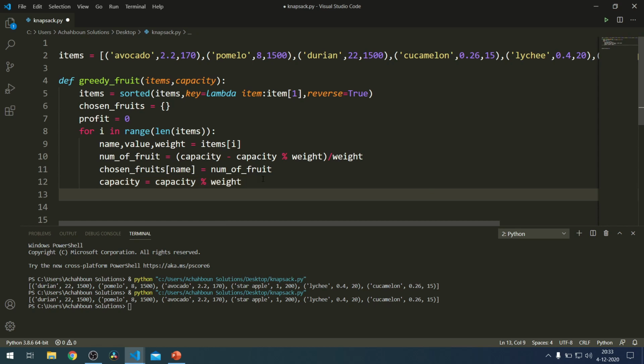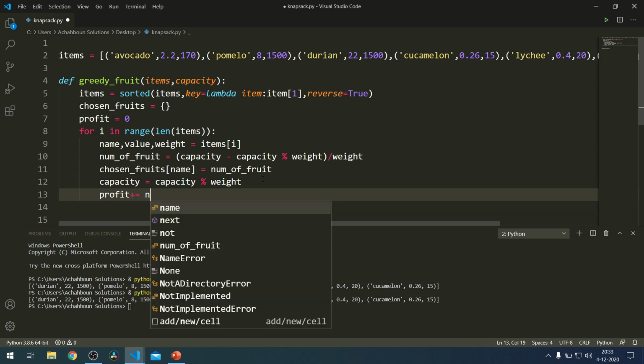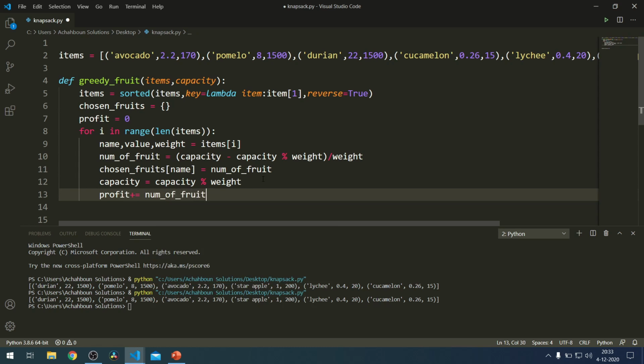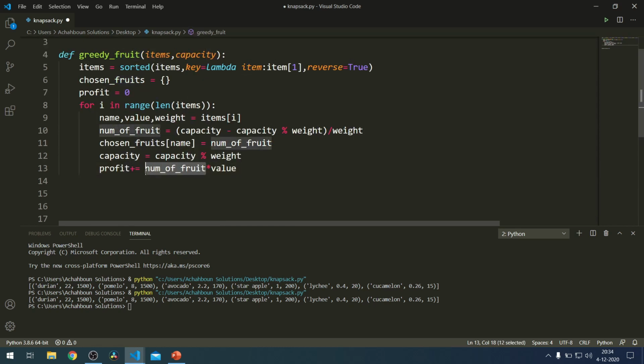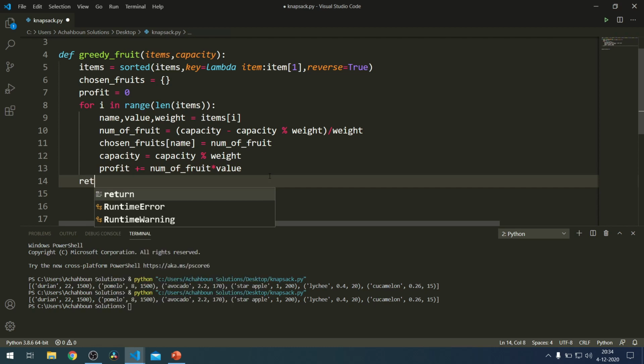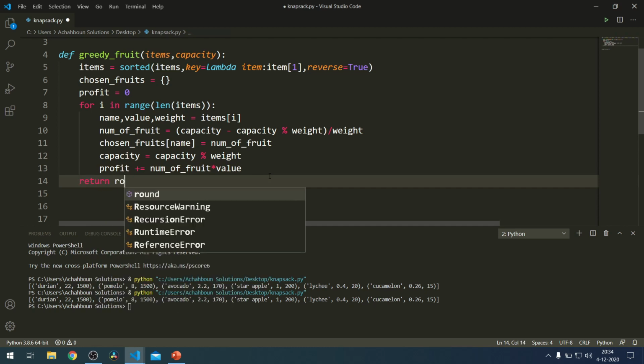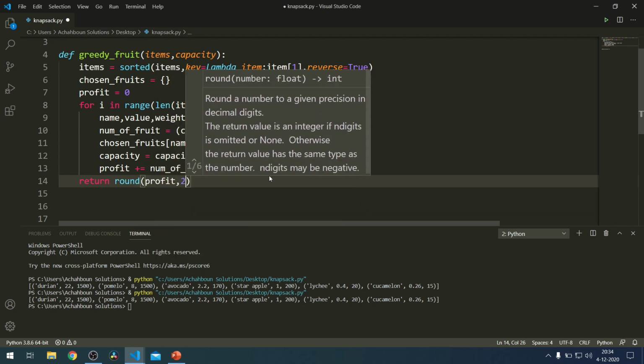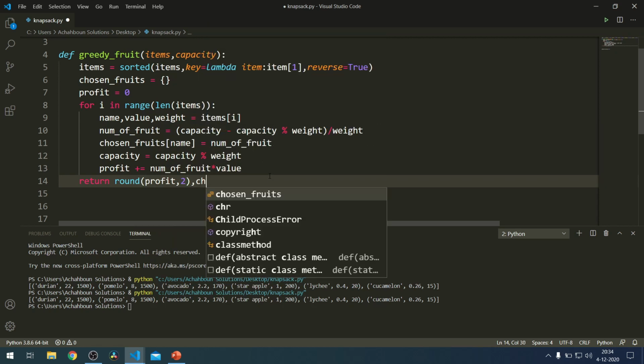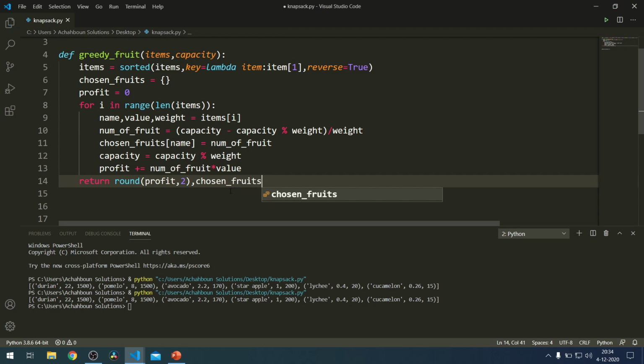All right, now we have one thing left, because basically everything seems to look fine. We just need to compute the profit we have for this specific selection of fruits. So let's say that the profit, right, we are going to add to that the number of fruits multiplied by the value. So basically we have selected this amount of fruits, and for each piece we have a profit with the amount of value, and we add this to the total profit. This would be the implementation of our greedy algorithm, and I'm just going to return the rounded profit up to 2 decimal places, just because that looks kind of nice, and the chosen fruits dictionary. All right.